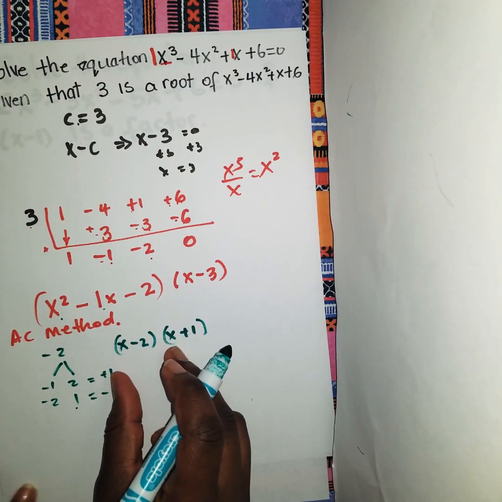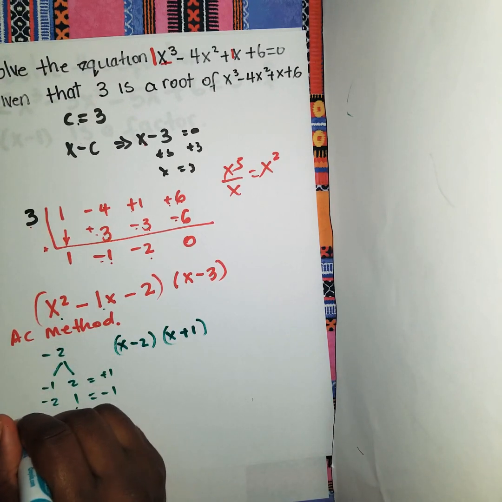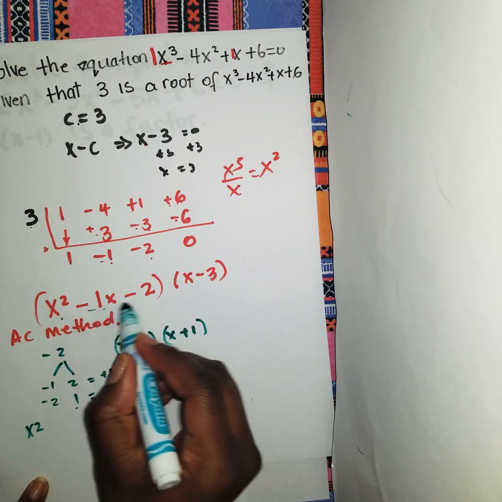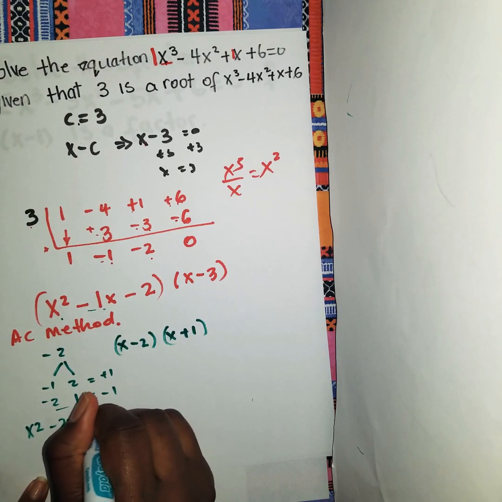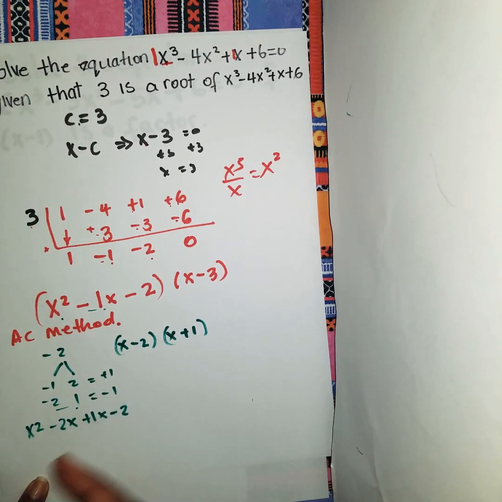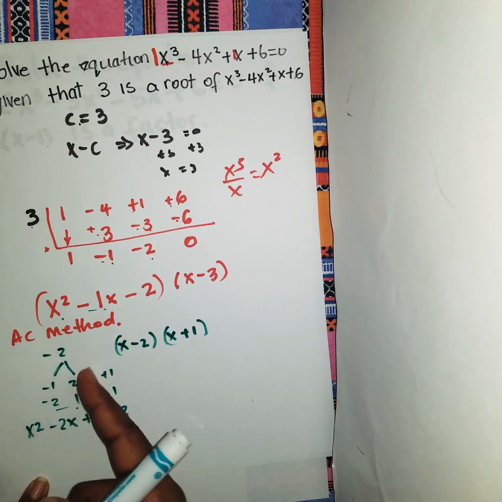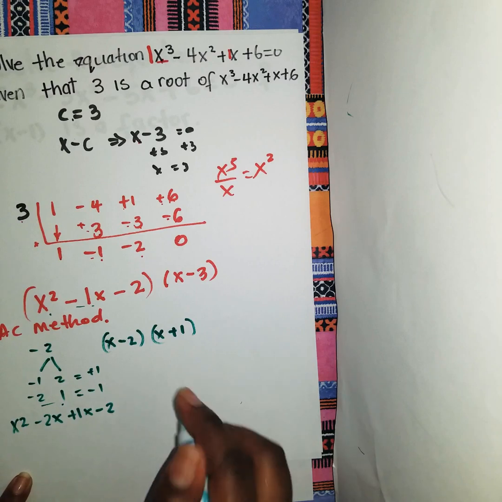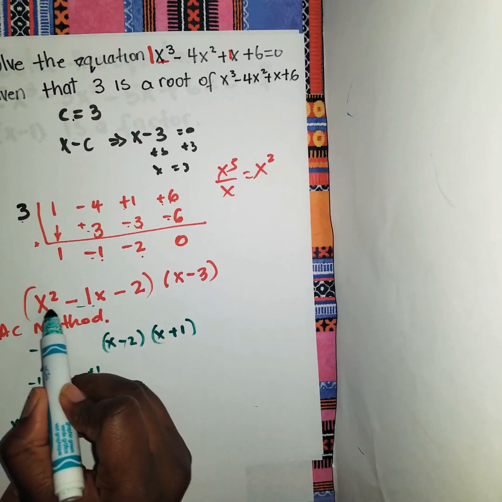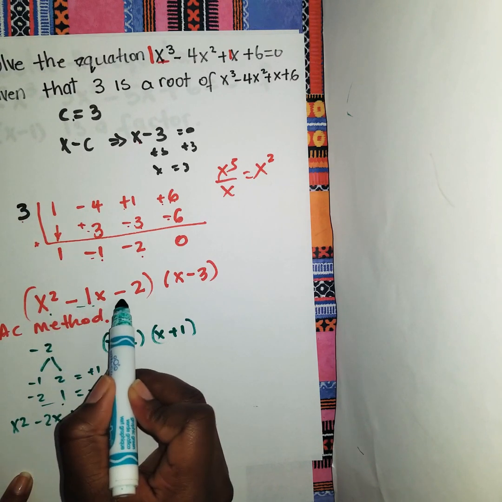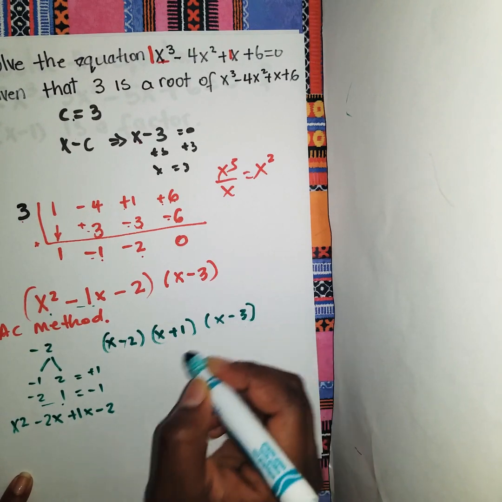If you don't know this method, you can go ahead and do the long working out by saying x squared. You're going to replace this negative 1 with the 2 terms you found. x squared minus 2x plus 1x minus 2. And you solve from here by grouping and then you factorize. All right, but I'm not going to go with this method. I'm going to leave it with that one. So we found that x minus 2, x plus 1 is basically x squared minus 1x minus 2. And remember to write back the first one that we have, x minus 3.